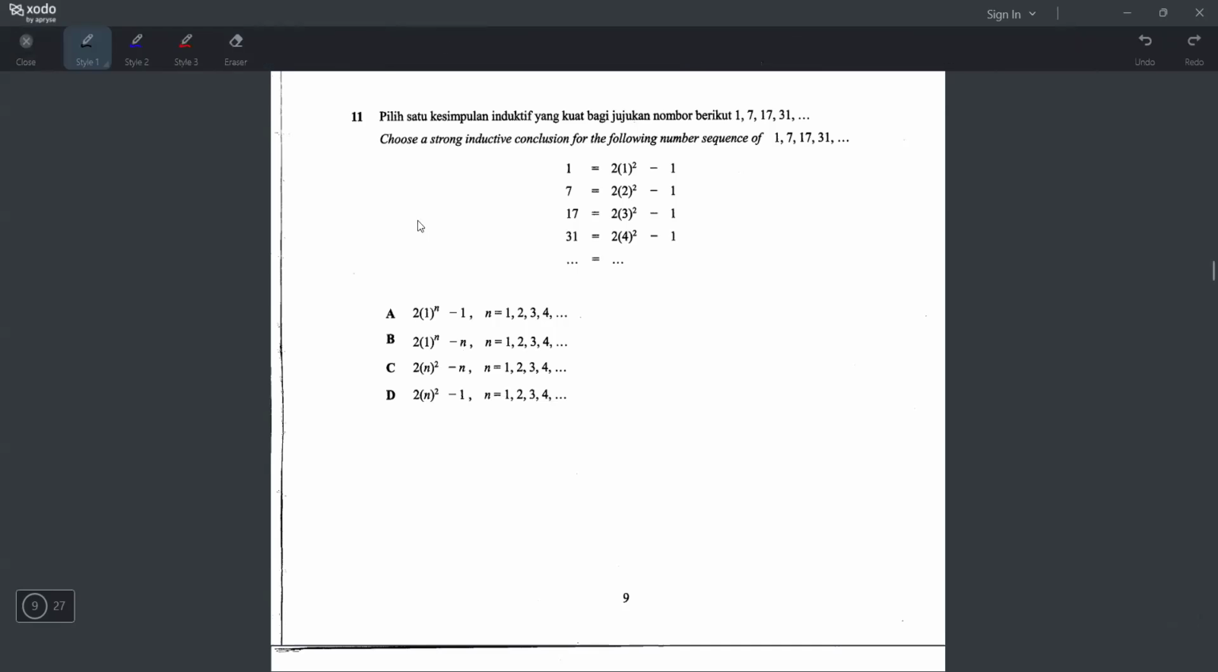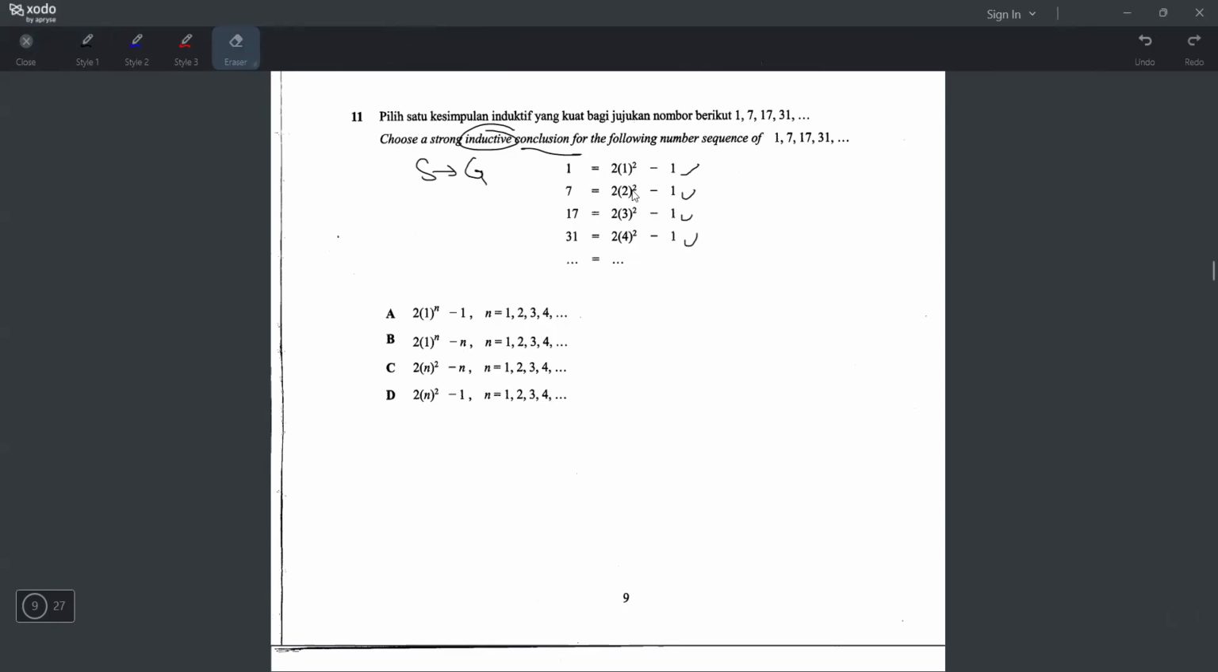All right, let's continue with number 11. This looks like a logical reasoning question from chapter 4. Choose a strong inductive conclusion. So this is an inductive argument. It means all this is very specific, and you have to generalize it, right? Inductive means specific to general, while deductive is general to specific. So we are doing inductive now.